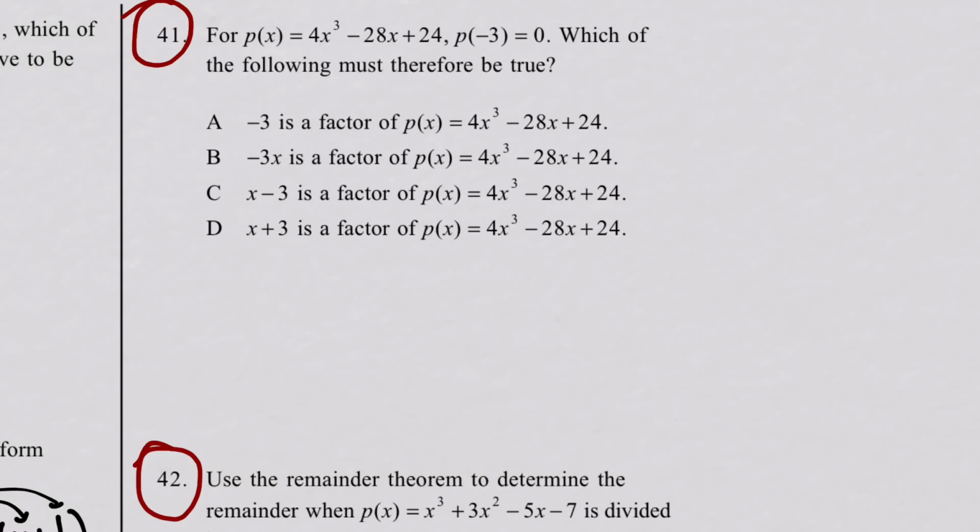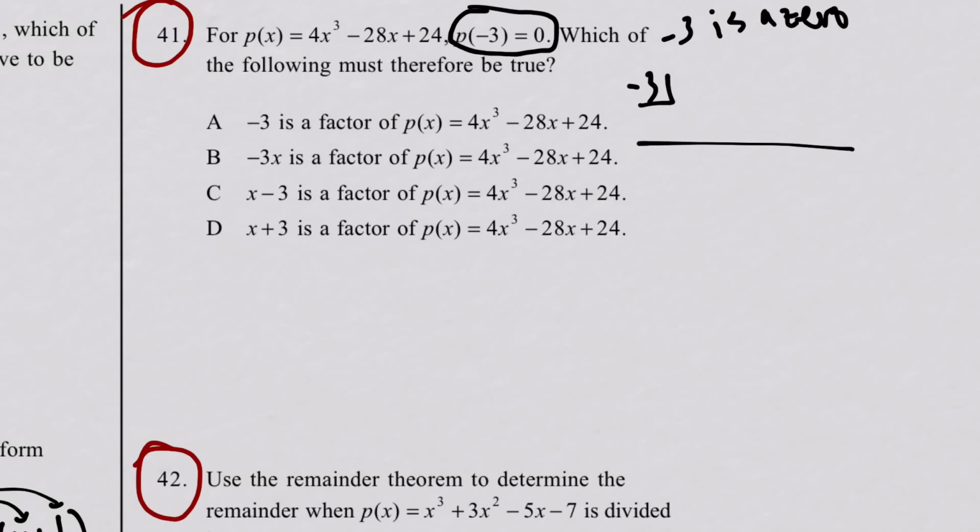Number 41, for p of x, a polynomial, equals 4x cubed minus 28x plus 24, p of negative 3 equals 0. Okay, let's break that down. What does this mean? It means that when I plug in negative 3 into my polynomial, I will get 0, which means that negative 3 is a 0 or a root of my polynomial. When I plug in negative 3, I get 0, which means that negative 3 is a 0. It also means that when I put this in synthetic division, negative 3, my remainder at the end will be 0.